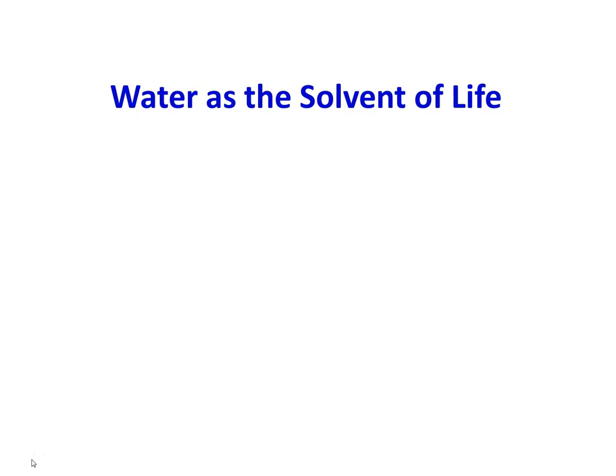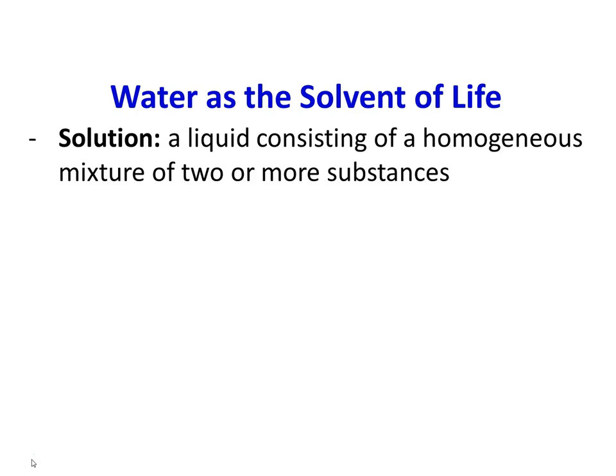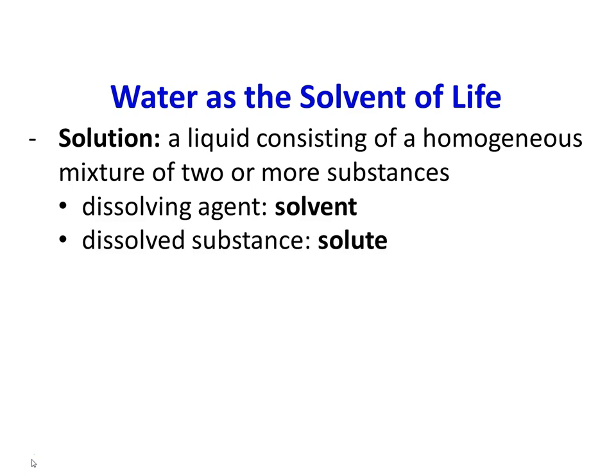Now, a solution is a liquid consisting of a homogeneous mixture of two or more substances. If you remember from chemistry, a homogeneous mixture is when the substances in that mixture are distributed uniformly or evenly throughout the mixture. So a solvent is what is doing this dissolving, and the solutes are what are being dissolved in the solvent. Some examples are solutes like sugar being dissolved in water, the solvent.